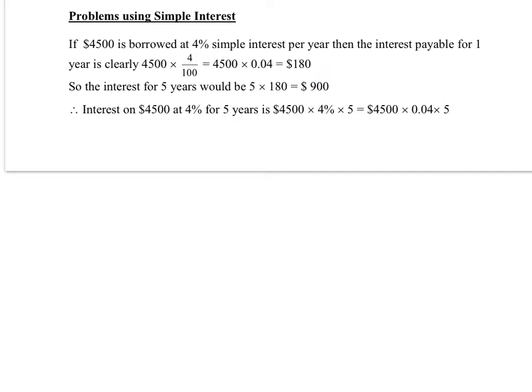So if you wanted to get the interest for 5 years, you'd have to multiply the 180 by 5. So you get 5 times 180, $900. Or if you wanted to be quicker about it, you would just do 4,500 times 4% times 5.